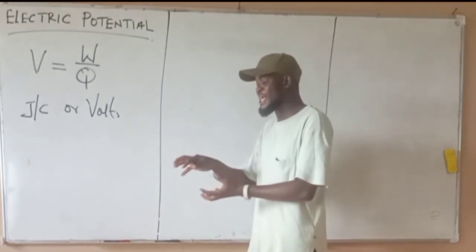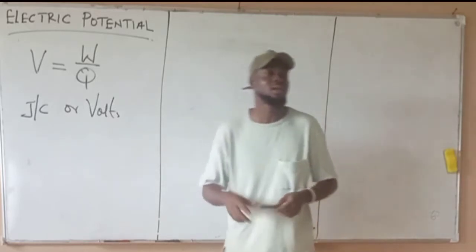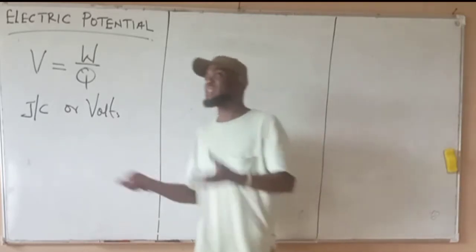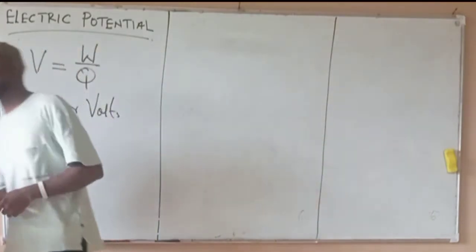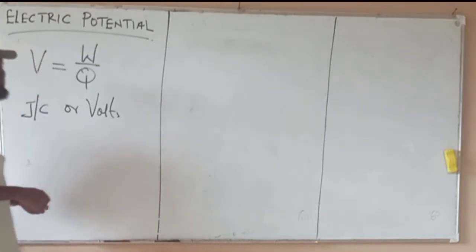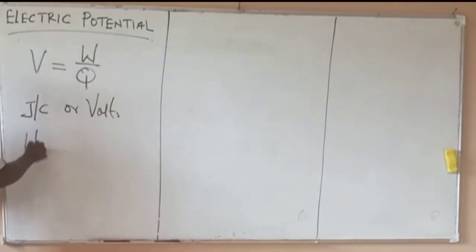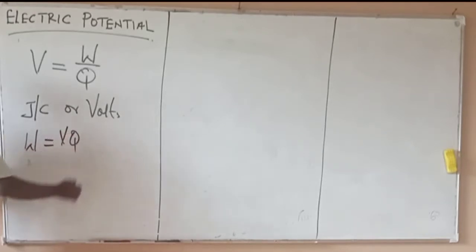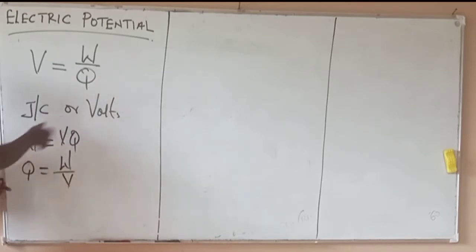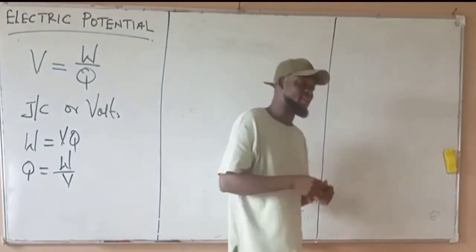Surfaces with the same potential are known as equipotential surfaces. Take note of that. Very important. If you want to calculate work done, work done is equal to electric potential times charge. Charge will be equal to work done divided by electric potential. Take note of all these things. They are very important.